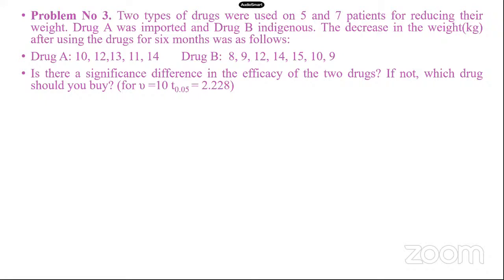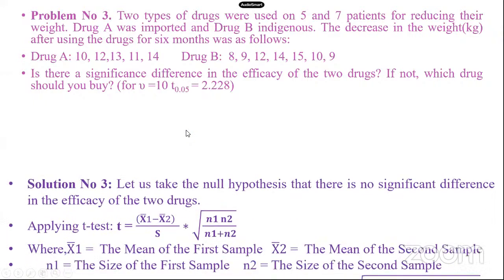The degrees of freedom here came out to be 10. What is 10? Subtract 1 from this n1 and subtract 1 from this n2. 5 minus 1 is 4 and 7 minus 1 is 6, 4 and 6 is 10. Degree of freedom is here 10. Level of significance is 5%, that is 0.05, and the table value given at this degrees of freedom and level of significance is 2.228 and nothing else. Now go to the solution.